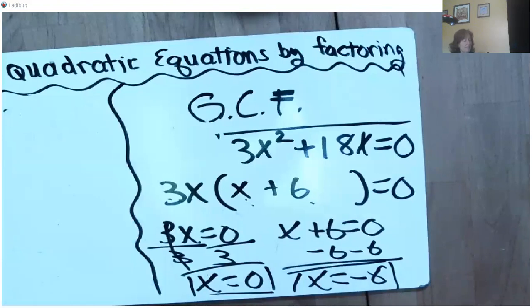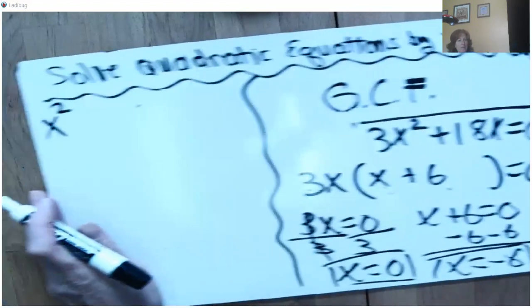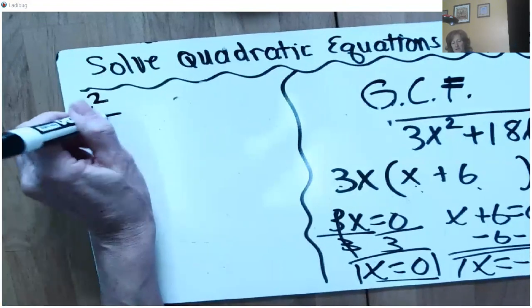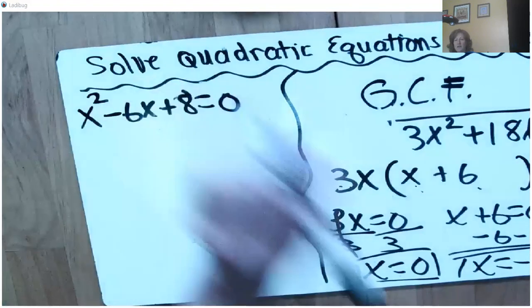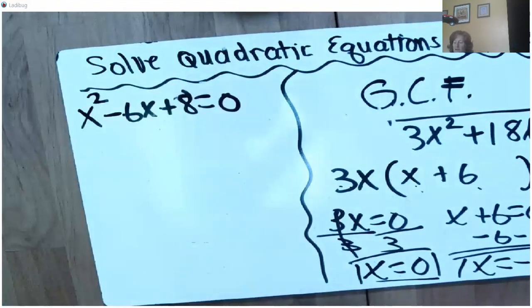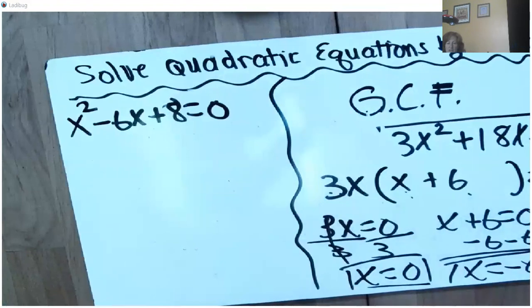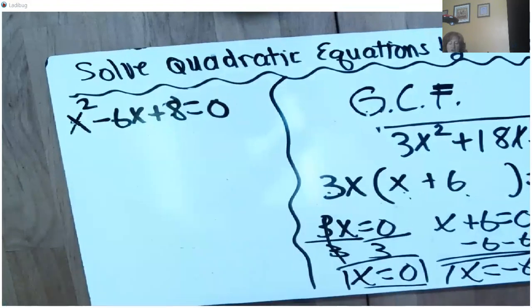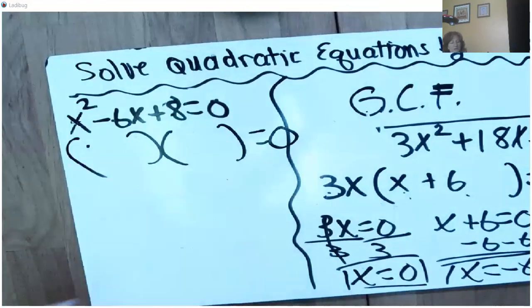Here's the next type. X squared minus 6x plus 8 equals 0. Again, first thing to look for, is there a common factor? In this case, there is not. I see that I have a trinomial, so I'm going to factor it into two binomials.